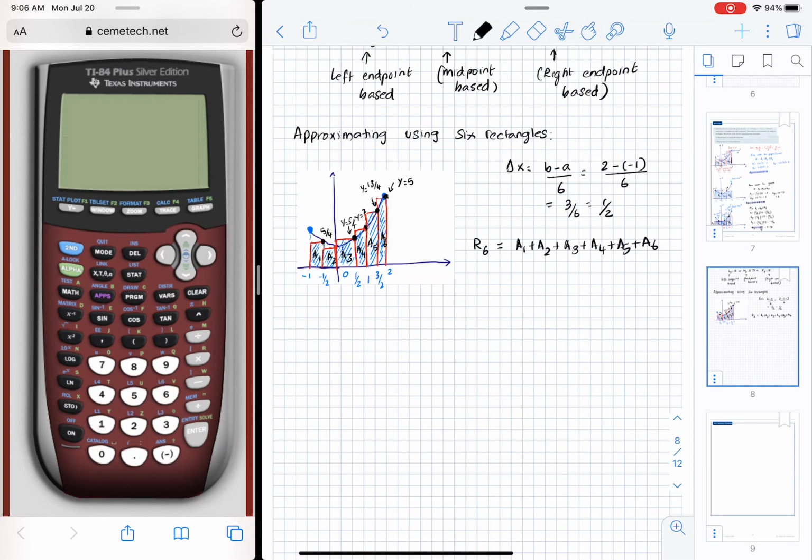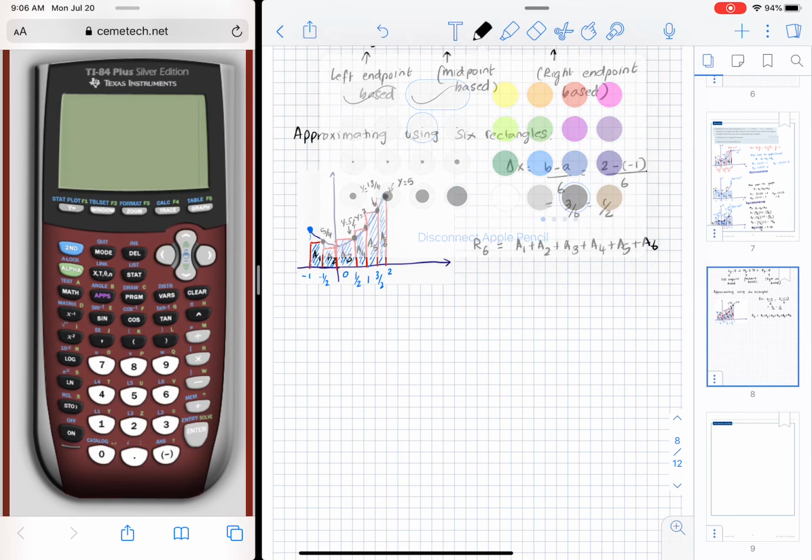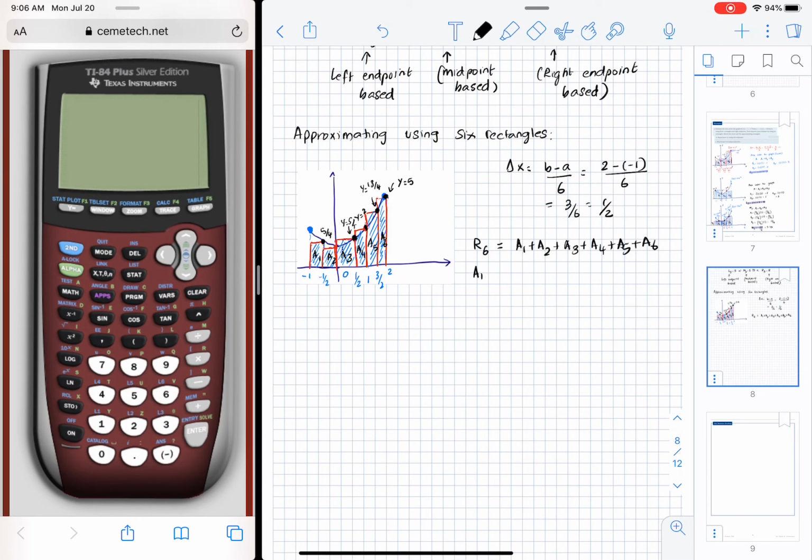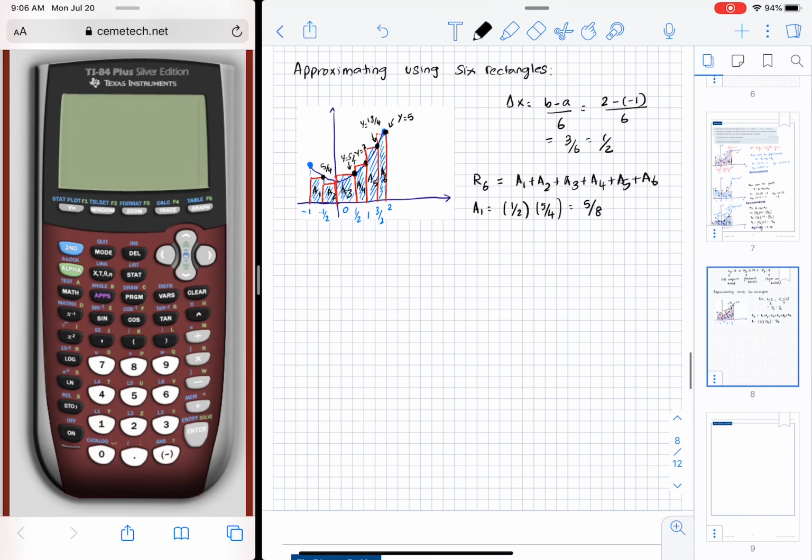And that's all we would have. So A1 is the width, 1/2, times the height, 5 over 4 for the first rectangle. We get 5 over 8. A2 is the height of that rectangle over there, which is 1. So we have 1/2 times 1, which should be 1/2.